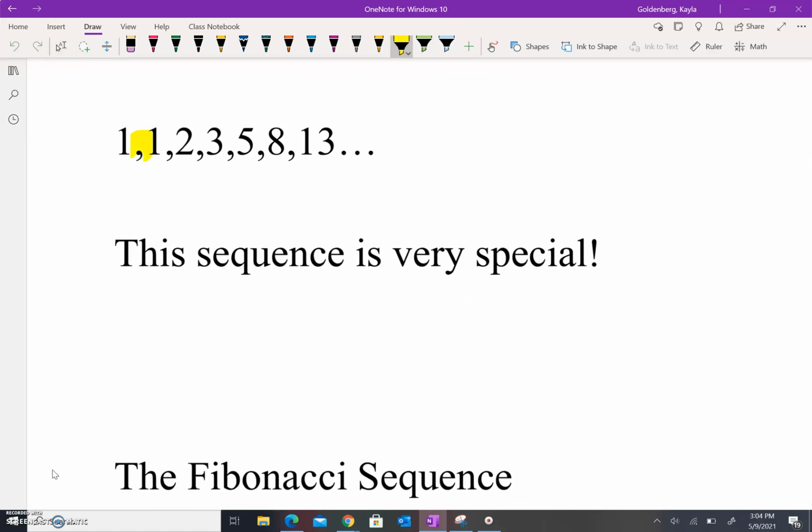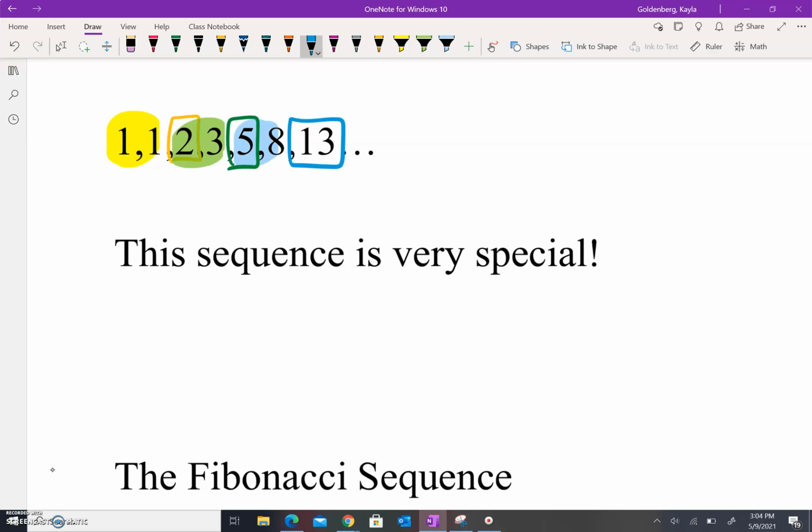And the pattern is you add these to obtain this number, right? You add these two to obtain the next number, and so on. You add these two to obtain the next number, and it keeps going. So the idea is to get a term, you have to add the two terms right before it.